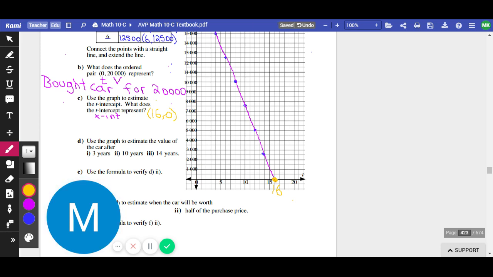What does the T-intercept represent? What does it mean? 16 is time, 0 is value. This means after 16 years, my car is worth $0. It's no longer worth anything. That's what the T-intercept is telling me. It's telling me when my car is worthless, essentially. I'm going to just say after 16 years, the car has no value.